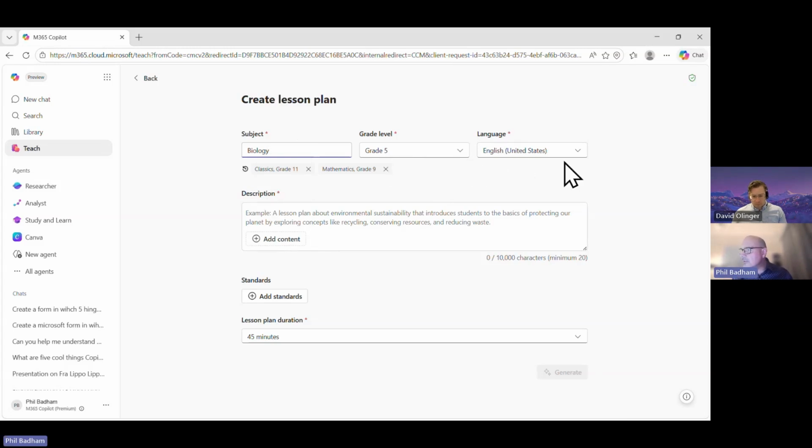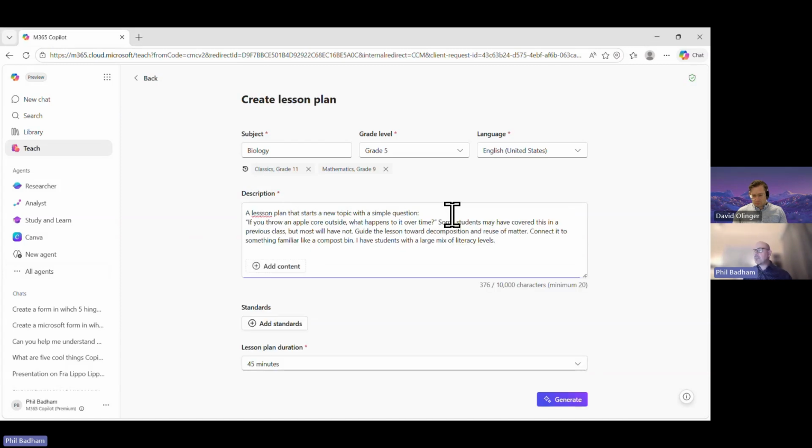And it's going to be US, and the description that I'm going to give it is I want a lesson that starts with a new topic with a simple question. So it's going to have an overriding question, which is, if you throw an apple core outside, what happens to it over time? So this is about life processes, basically. Some students may have covered this in a previous class, some may have not. Guide the lesson towards decomposition and reuse of matter, connect it to something familiar like a compost bin, and it also mentions that the teacher has students with a large mix of literacy levels, so that needs to be taken into account during the planning outline.